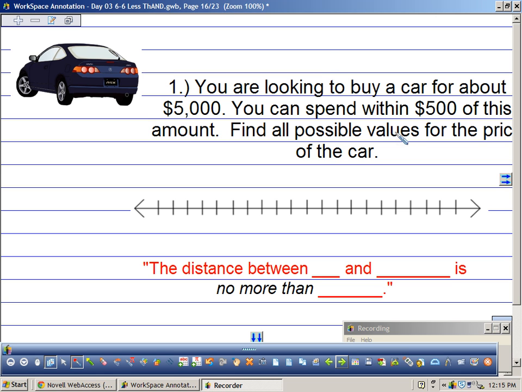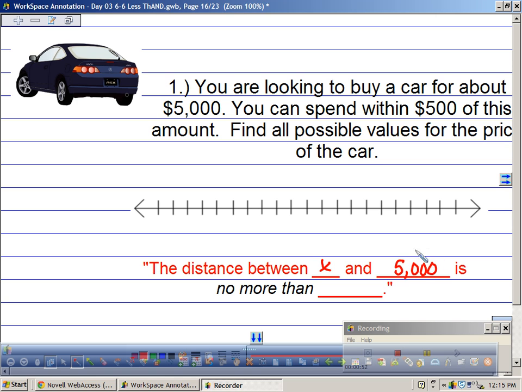So you're looking to buy a car for about $5 grand. You can spend within $500 of this amount. Find all possible values for the price of the car. So we would say that the distance between X and 5,000, right? Because 5,000 is what we're talking about buying the car for, is no more than $500. Right? No more than? So the range is either above by 500 or below by 500. Good.